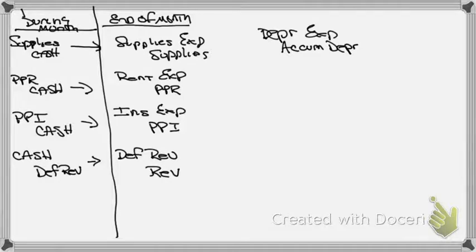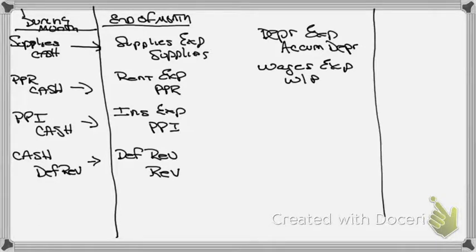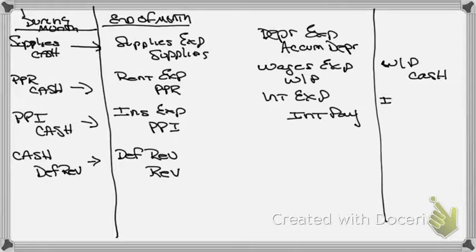That one, nothing ever happens. That is our only adjusting entry. Okay. But the rest of them would be, examples would be wages expense, wages payable. And then later, wages payable and cash. Interest expense, interest payable. Later would be interest payable and cash.